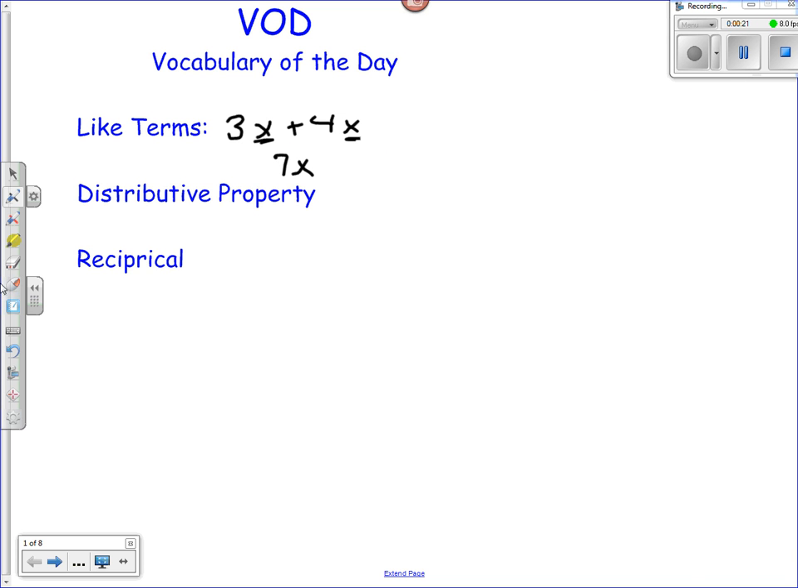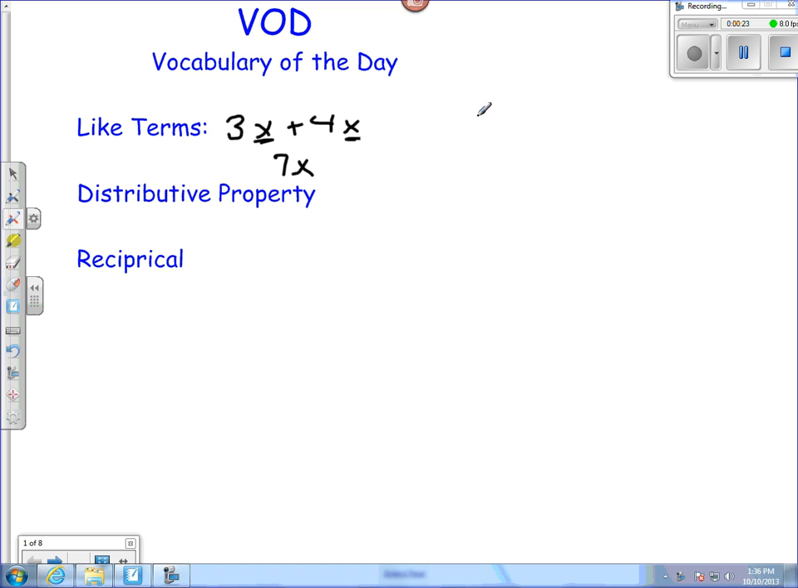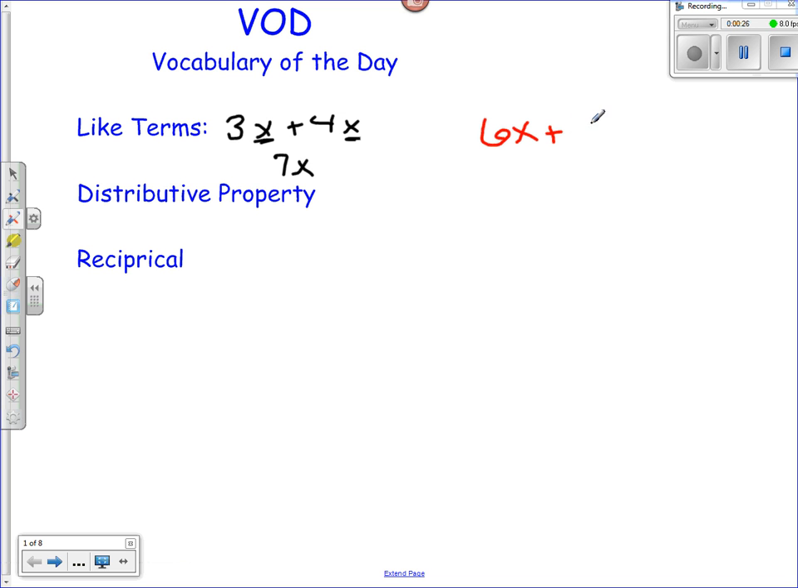As a non-example might be something like 6x plus 6x squared. X squared and x are not like terms, so these cannot be combined. Another non-example would be 3 plus 4x. This has a variable of x. This does not. They are not like terms, so there's nothing we can do there.